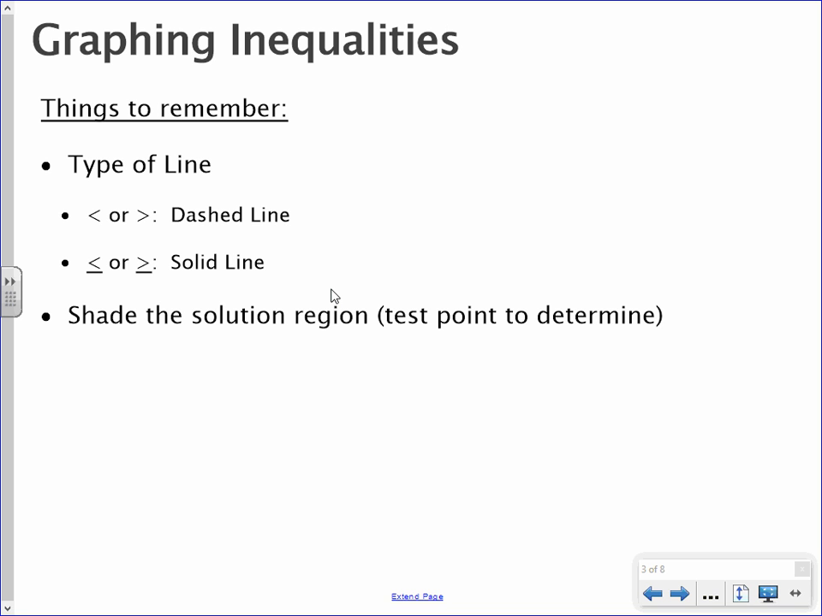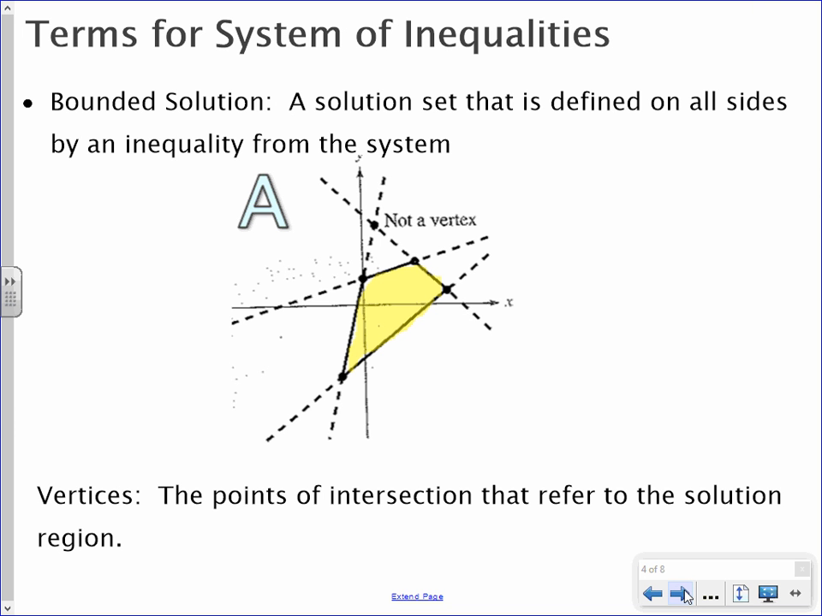Okay? So let's talk about the different types of solutions we are going to see. We are going to see solutions that are bounded. And it's important to know that these corner points are called vertices. Those will be very important for us tomorrow when we do linear programming. Here our solution is bounded, and each of those corner points we call a vertex, or plural vertices.